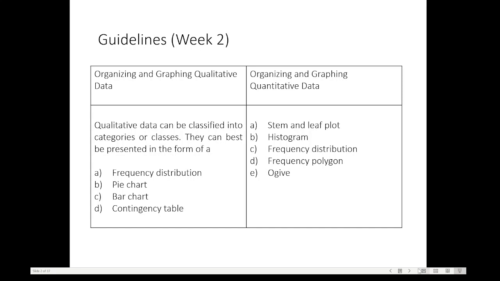Okay, dia ada lagi lah cara yang lain yang boleh kita persembahkan lagi, tapi kita tak discuss lah dalam kita punya syllabus. Alright, so under qualitative data we have frequency distribution, pie chart, bar charts and contingency tables. And for organizing the quantitative data, we're going to look at the stem and leaf plot, the histogram, the frequency distribution again, and then frequency polygon and ogive.